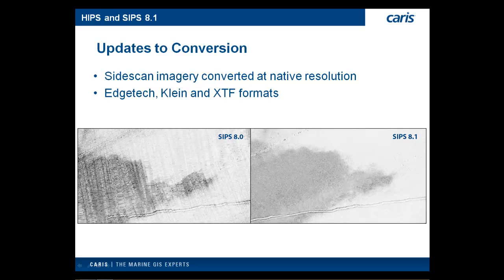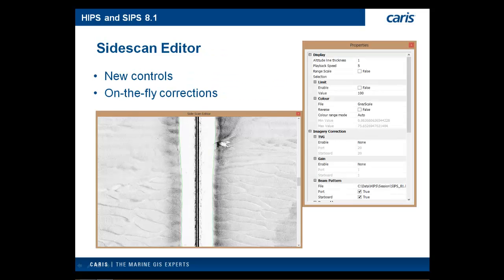So now in SIPS 8.1, we can store up to 32-bit numbers, which is a range of about 4.3 billion values. And with that range, we don't have to downsample imagery anymore, and this means the native resolution of the sonar is kept from first conversion to final mosaic. For this release, we've updated the EdgeTech, Klein, and XTF converters to keep the native resolution, and we'll update the rest shortly. Now, once you have this data in SIPS, the next stop is the waterfall display, namely our Sidescan editor, to view the raw imagery, check your towfish altitude, and apply corrections.